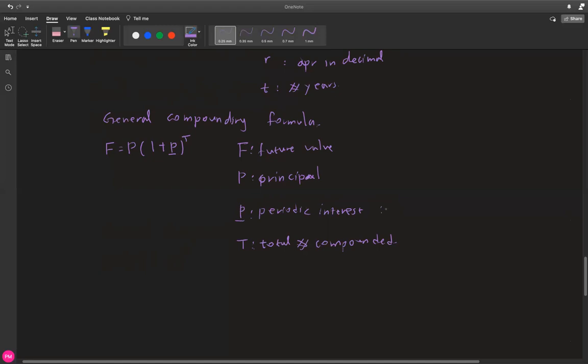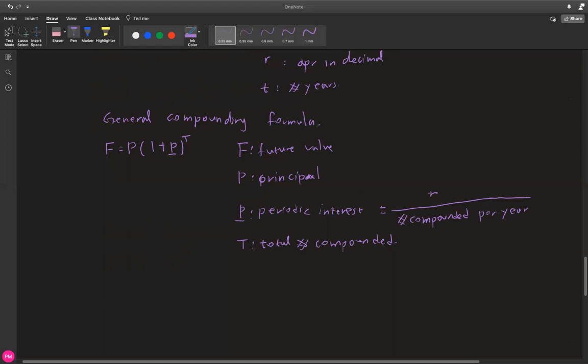The periodic interest is actually defined as the R divided by the number of times it's compounded per year. So here, obviously, R is the APR in decimal. And simply, if it's semi-annually, you would divide by 2. If it's quarterly, you'll divide by 4. If it's monthly, you divide by 12. If it's daily, 365, and so on and so forth.